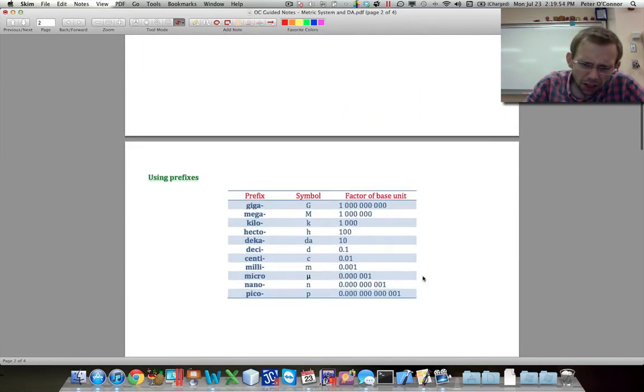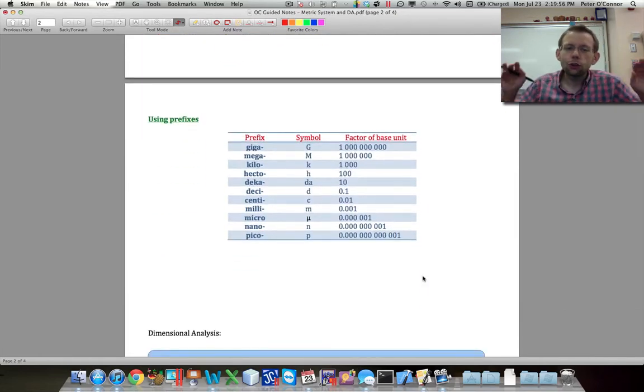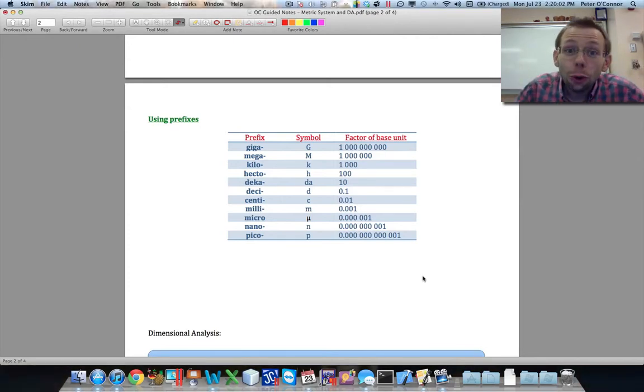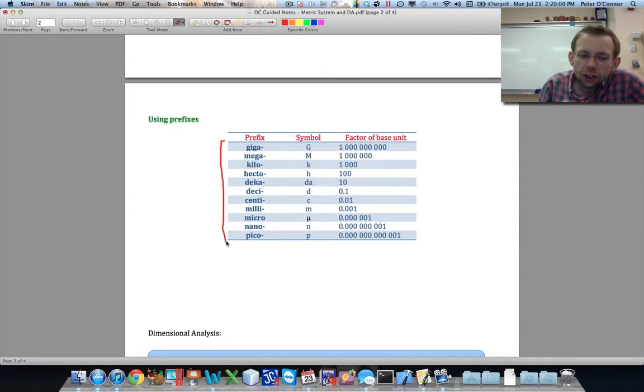Okay, here is where it gets freaking sweet. I'm telling you, this is what makes the metric system awesome. All right, makes it so cool. So here's what we're gonna do. There have been set prefixes, and these are just a sample of some of them. There are bigger than these, and there are smaller than these. Okay, but I'm just doing the ones that are interesting or common.